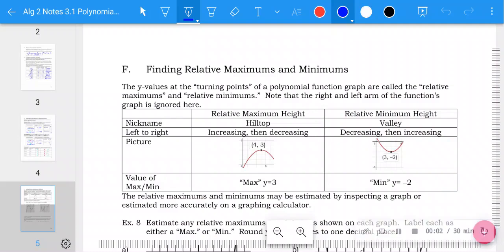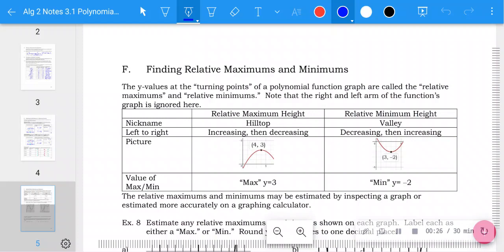Okay, this is Mr. Peterson continuing the notes for section 3.1, and this is part F, which on my example here is on page 5, but I believe is possibly on page 4 of your note set. At any rate, what we're going to learn how to do is find relative maximums and minimums.